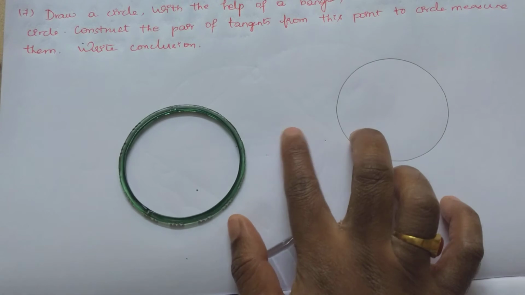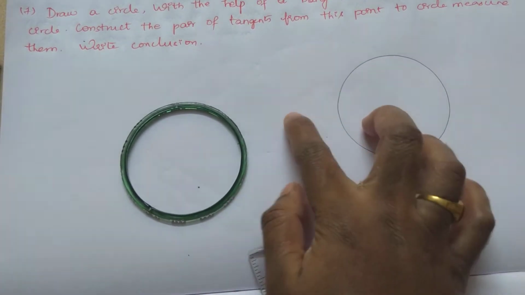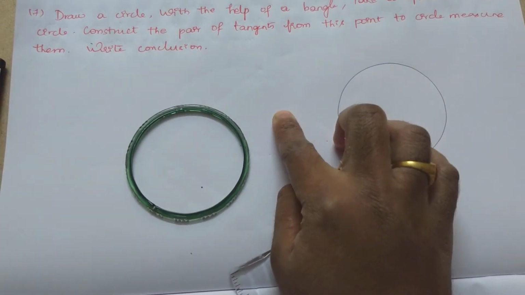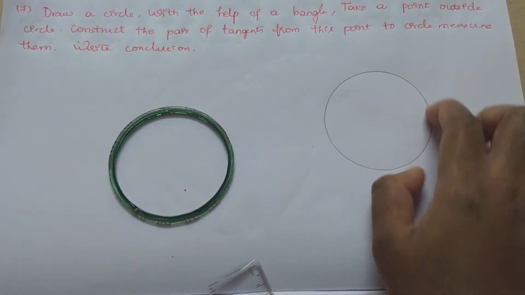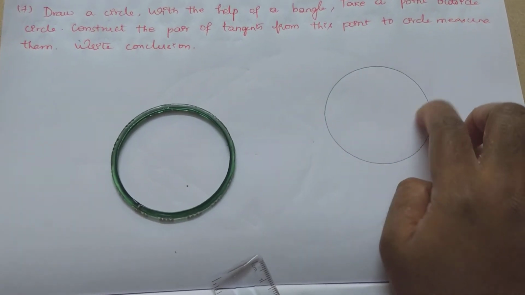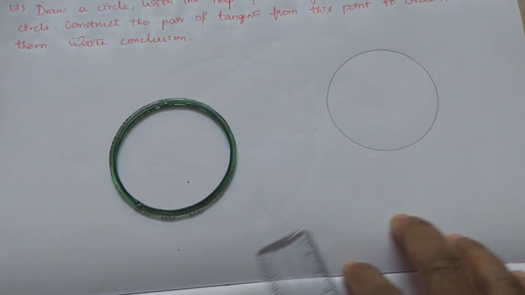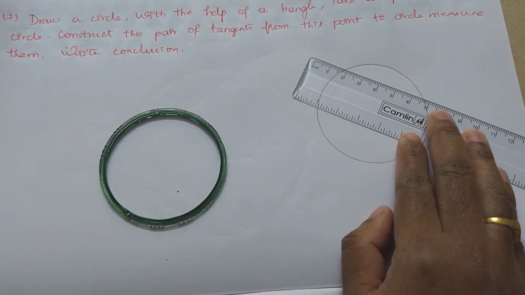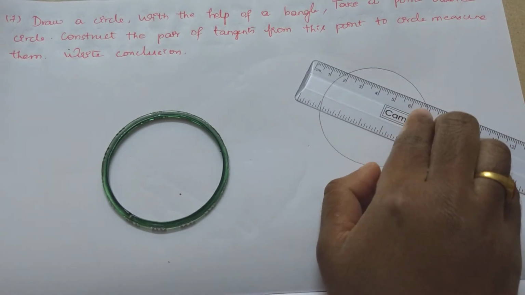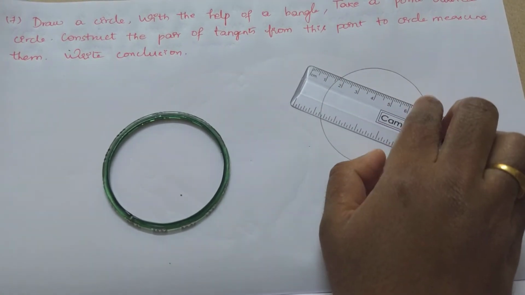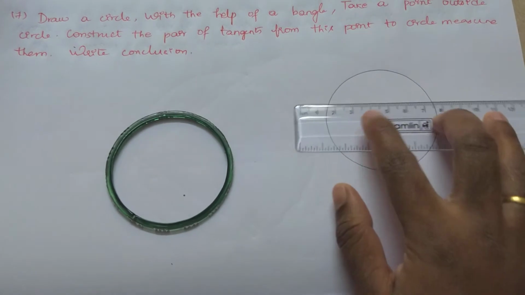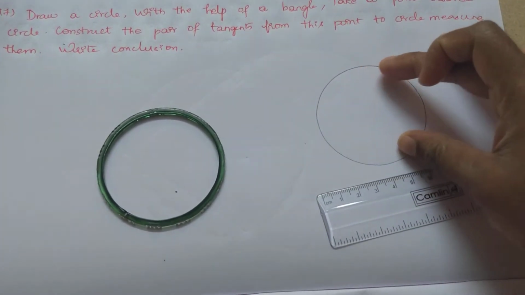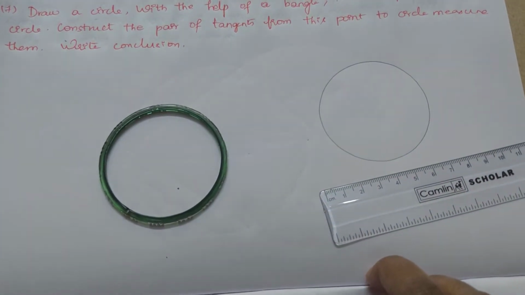But for drawing the tangents, we need to know the center of the circle. Okay. So here with the help of the bangle, we just drew a circle, but we didn't know the center of the circle. So how can you find the center of the circle? What you have to do is draw two chords. Okay. So one is on the upside, other one is on the downside. You can draw it either like this or like this, it's up to you, but two chords should be opposite to each other in the circle. Let's draw that now.